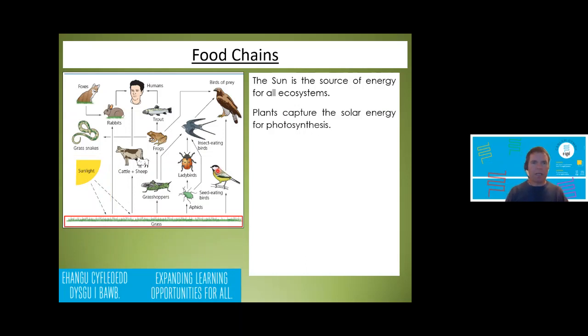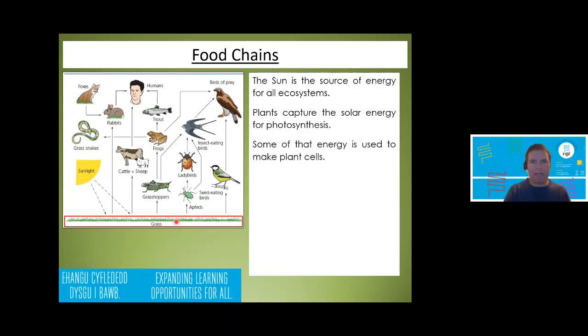Plants are responsible for capturing the sun's energy for photosynthesis, to allow them to make food. Photosynthesis is a different topic, normally the previous topic to ecosystems, depending upon the order in which you've covered it, but you should be familiar with it. I've highlighted at the bottom of this food web that at the start of any food chain there will be a plant.